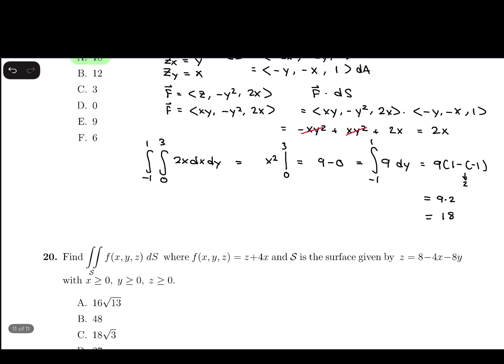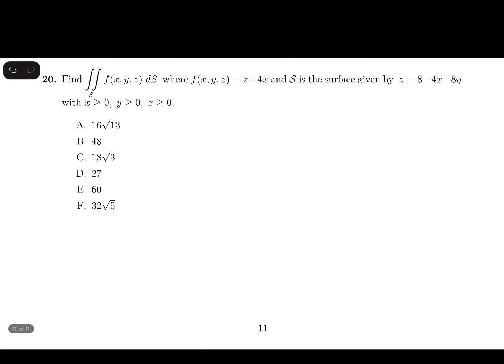Okay, moving on to the final question of this long exam, question 20. Question 20 asks us to find the double integral of the function f of x, y, z ds, where the function f of x, y, z is equal to z plus 4x, and S is the surface given by z equals 8 minus 4x minus 8y, with x positive, y positive, and z positive. So by them giving us that information, we know that this is an integration problem restricted to the first octant, which means that everything is positive as stated.